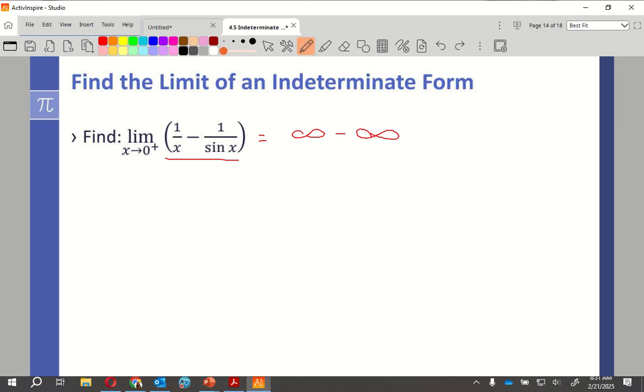All right. So now we're going to common denominator. So the common denominator of this would be x sine x, wouldn't it? Okay, because that's both together. So on the bottom, I would have x times sine x. Now, I multiply this way, so that's going to be sine x. I multiply this way, and that's going to give me minus x.